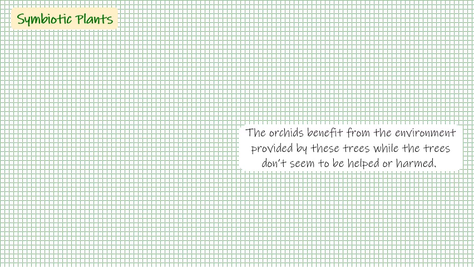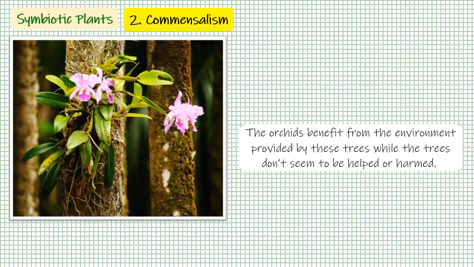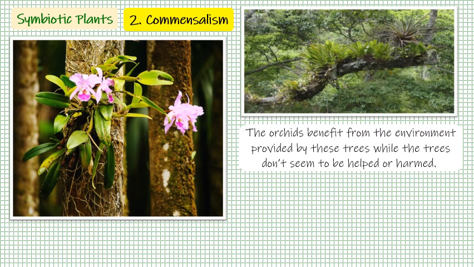The second type of symbiotic plants are commensalistic plants or commensalism. To understand this, we'll take the example of the orchids. The orchids are flowers that grow on top of trees. This prevents the orchids from being walked on or eaten by other organisms. The orchids benefit from the environment provided by these trees, while the trees don't seem to be helped or harmed. They do nothing to the trees. In this relationship, one organism benefits while the other is neither helped nor harmed.